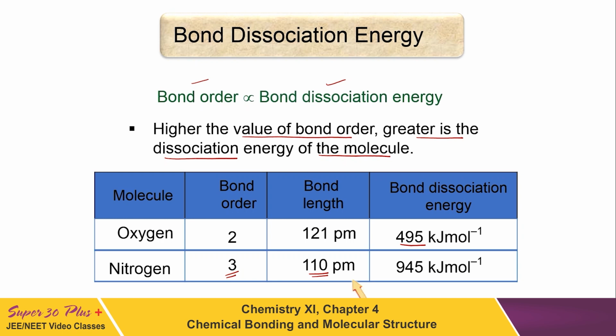And because of these 3 bonds, you see what a great difference in the bond energy. The bond dissociation energy of nitrogen is 945 kilojoule per mole, while the same bond dissociation energy for oxygen is just 495 kilojoule per mole.